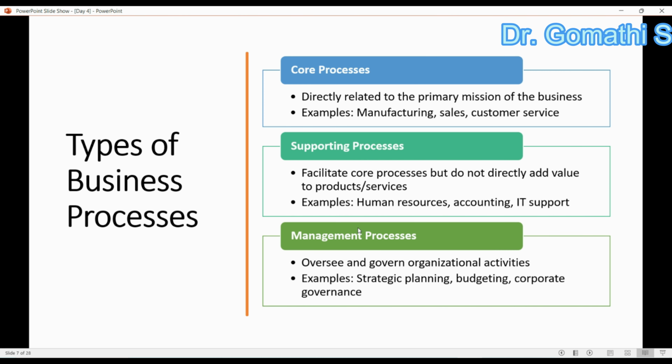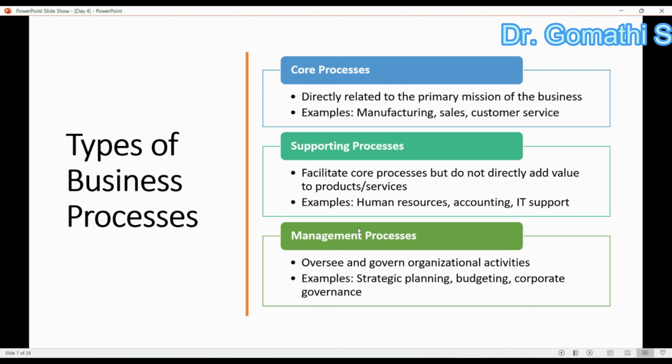There are three types of business process. One is the core process. Core processes are fundamental activities that directly contribute to the business's primary mission and value proposition. Examples are manufacturing products, executing sales strategies, and providing customer service. These processes are central to business success and directly impact customer satisfaction and revenue generation.